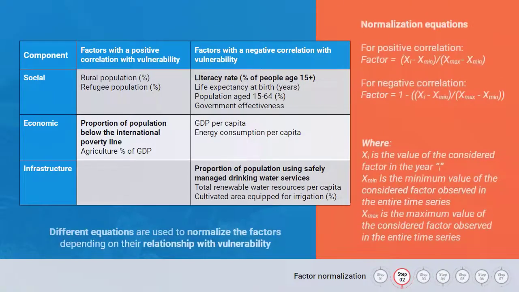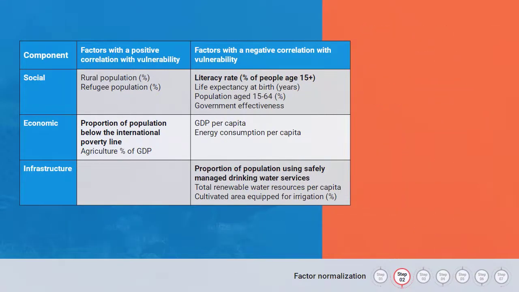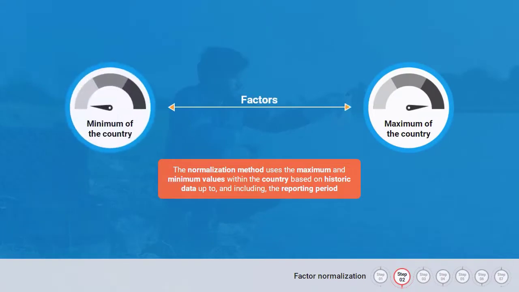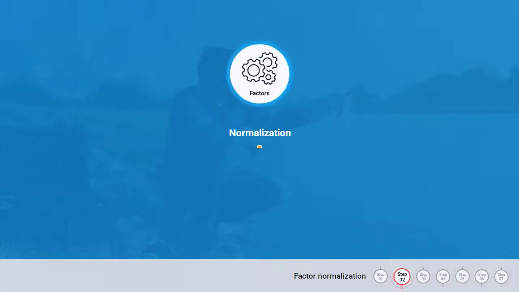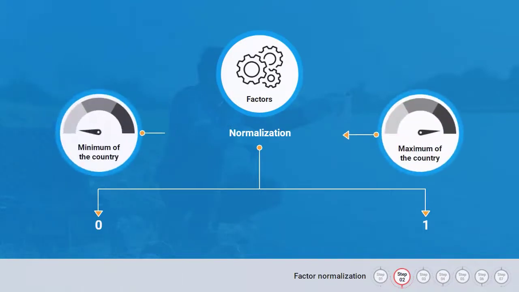So, different equations are used to normalize the factors depending on their relationship with vulnerability. The adopted normalization method uses the maximum and minimum factor values within the country based on historic data up to and including the reporting period. After normalization, all factors have a value between 0 and 1 relative to the historical maximum and minimum at country level.